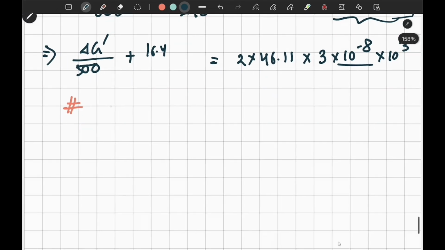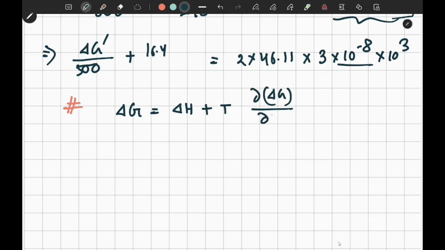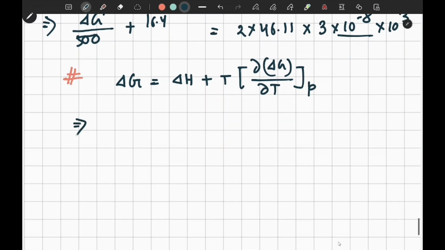Okay. So if I started with this formula, delta G equals delta H plus T into delta G by delta T, then obviously delta G by T will be there, and we don't know how delta G depends on temperature. For that, again, we need to invoke that. There is the problem, no? There is the problem.